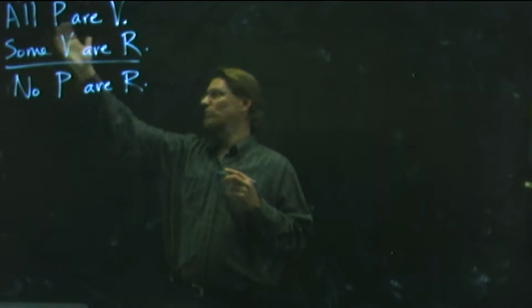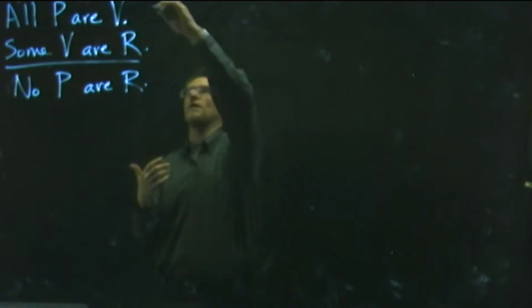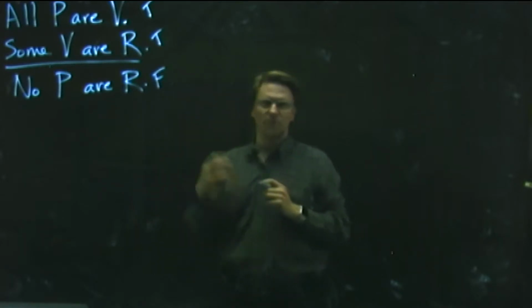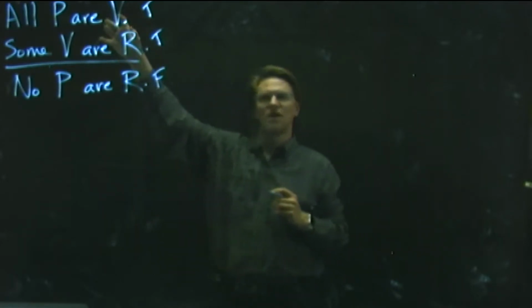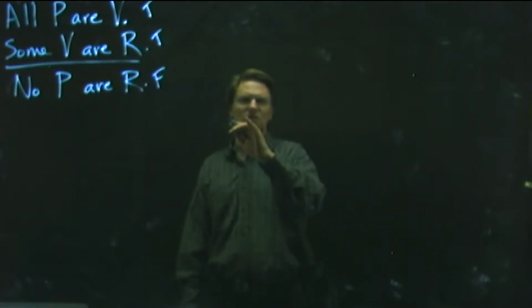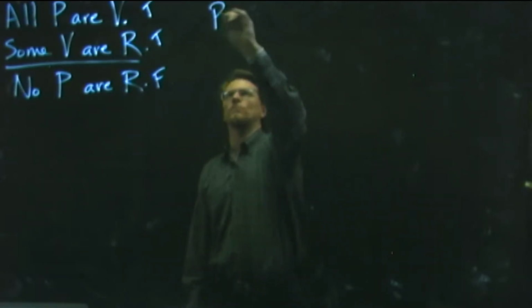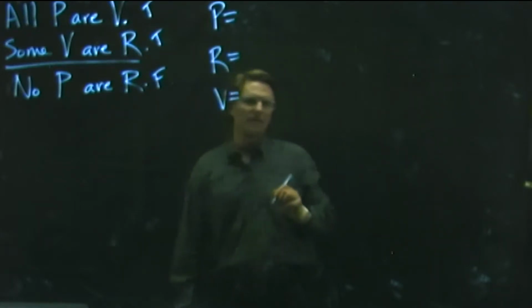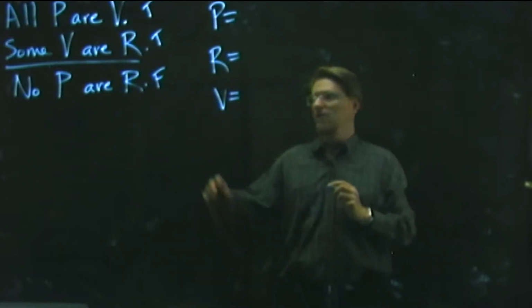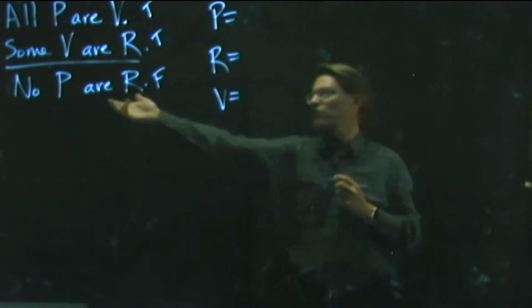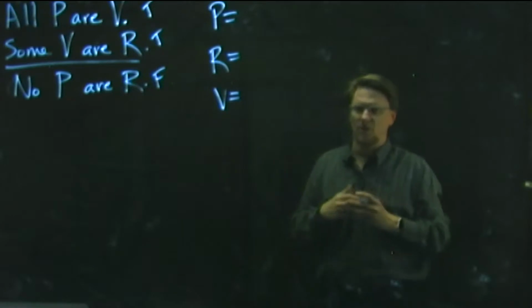And so we will begin the process. Again, I like to make a little note, true, true, false there to remind myself I need to make substitutions that are going to make the premises true and the conclusion false. And then as we can see here, we're going to need to make substitutions for P, R, and V that are going to make, again, the conclusion false and the premises true. So we look at the conclusion here. No P are R. No P are R.